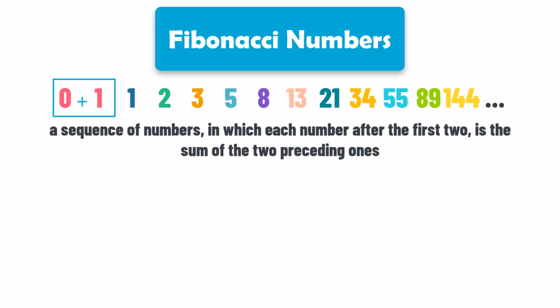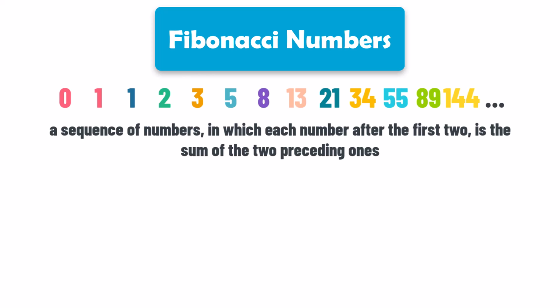We first have the numbers 0 and 1. The sum of these two numbers is 1, therefore the next number will be 1. The sum of the last two numbers is 2, which is the next number. The sum of the last two numbers is 3, which is the next number. And so on. We can calculate the sequence.